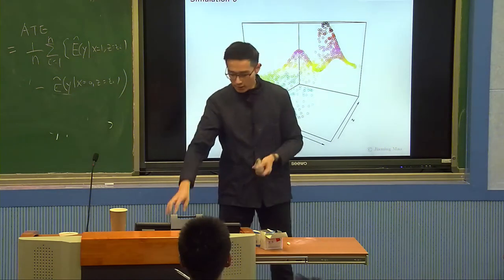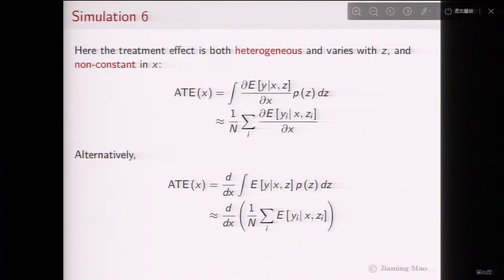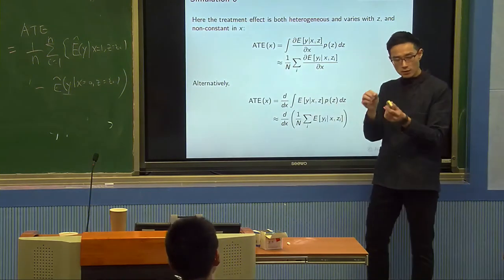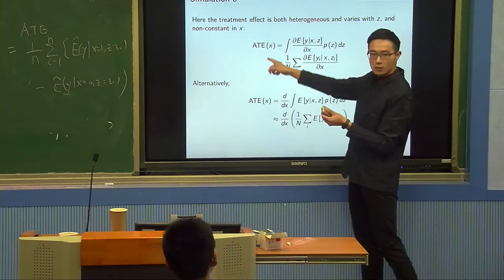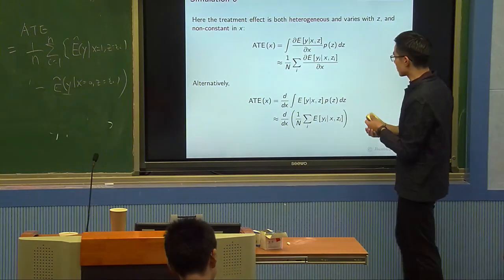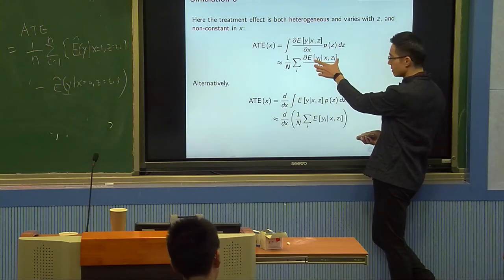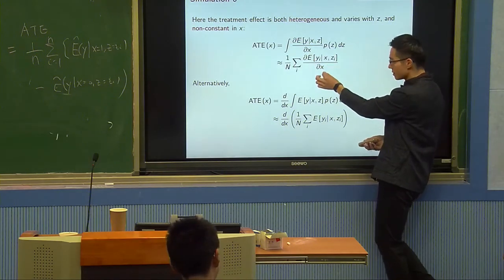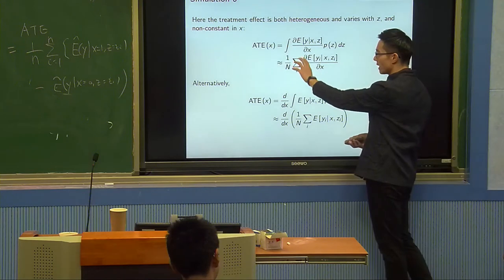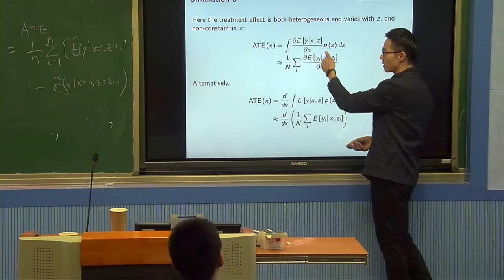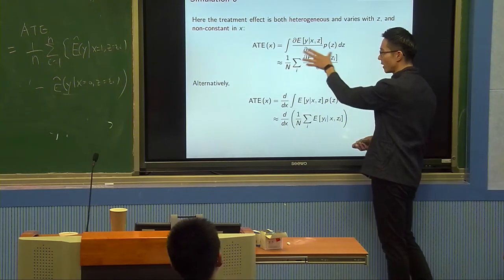Here, x is continuous. So the ATE is basically a derivative, but it also changes with x. So in this case, our causal effect is a function of x, right? So it's non-constant in x. And the way we do it is taking the derivative of E[y | x, z] with respect to x, and then averaging over the available, observed data. So this is like the integration. So that gave us the final ATE.